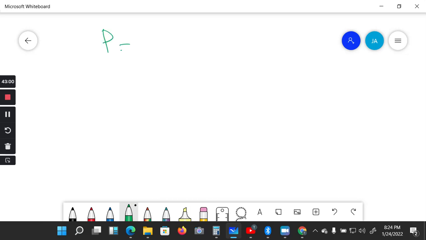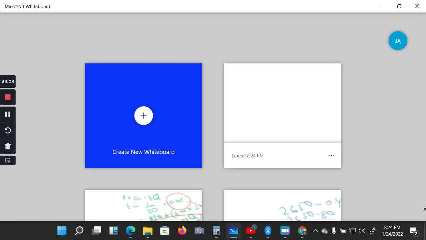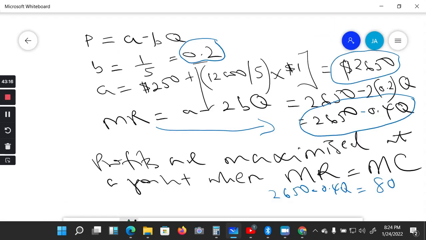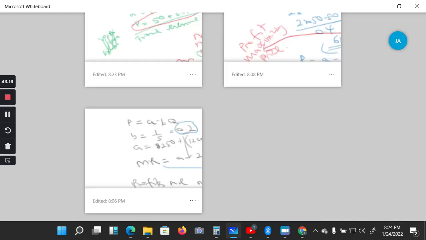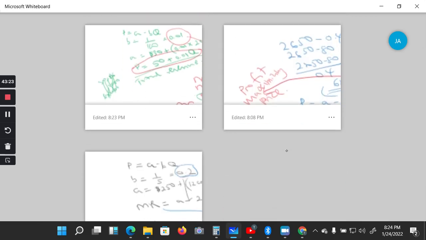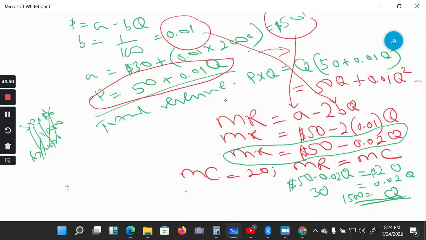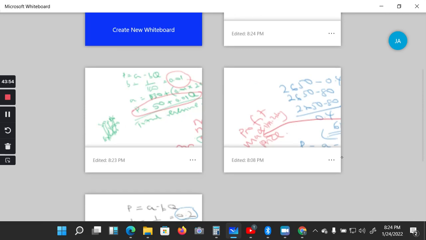We know that P is equal to, we determined P some time ago. Where is our P? Yes, this one. P is 50 plus 0.01 Q. And we know that P is the profit maximizing price.